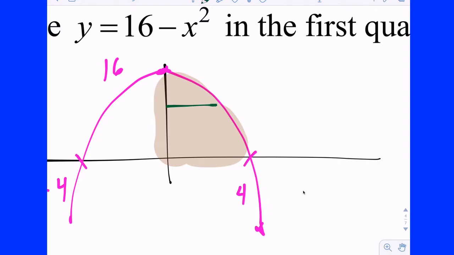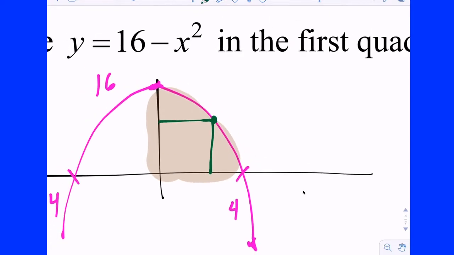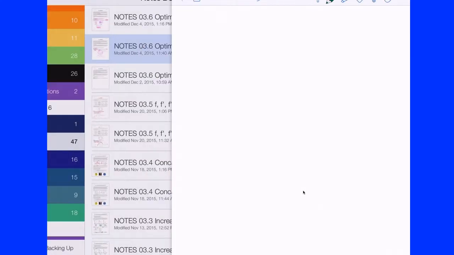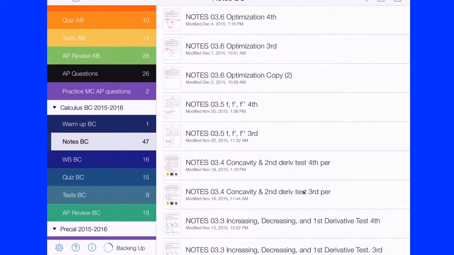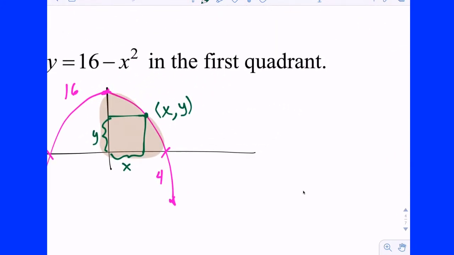So what I'm going to do is draw just a representative solution right there. Now, this is going to be a point on the parabola. I'll call it x comma y. When you do that, though, you get the width is x and the height is y. So defining the point on the graph also gives you the dimensions, essentially, of your rectangle.